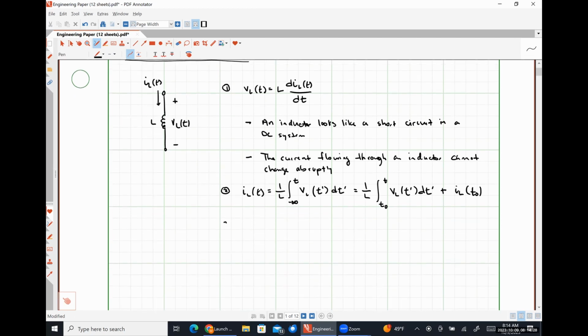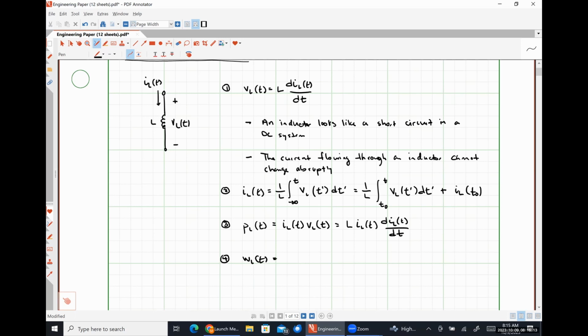All right. The third relationship was for the power absorbed by an inductor. It will always be the product of the voltage across and current flowing through the element, and it can be expressed purely in terms of the inductor current as L times IL times dIL by dt.